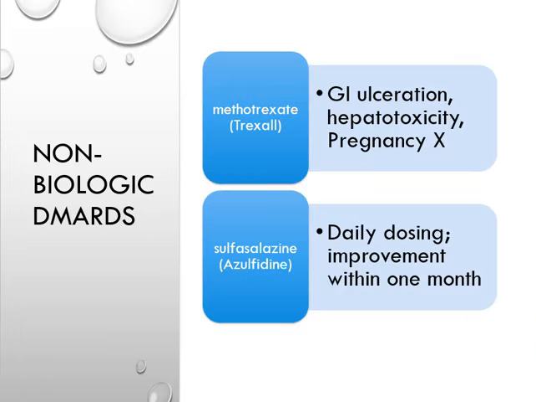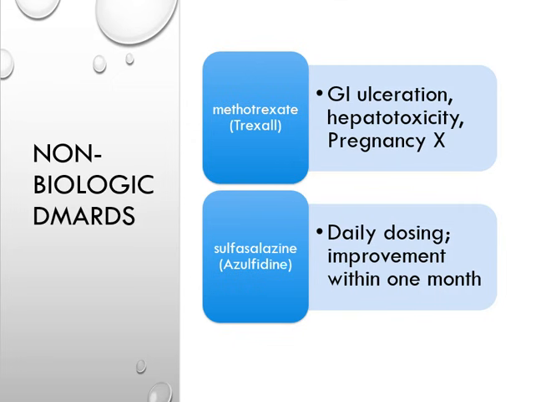Okay, we're going to talk next about some non-biological disease-modifying anti-rheumatic drugs. Methotrexate or Trexol. This one is for rheumatoid arthritis and also treats some cancer types. It's a first line for rheumatoid arthritis. You can take it one time a week, but it takes 3 to 6 weeks to get going, so you're going to be taking NSAIDs at higher doses, maybe acetaminophen. Higher dose NSAIDs are required for the anti-inflammatory effects.